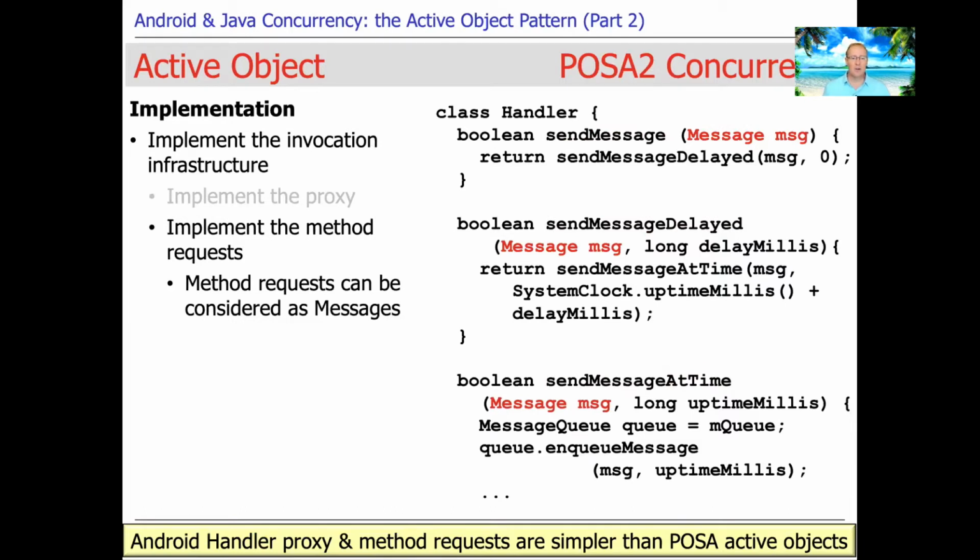Then the next thing you do is implement the method requests. There are various ways to do this. This particular approach in Android is a very simple approach that's stripped down relative to what's possible with the full-blown POSA active object pattern. So this keeps it simple. It doesn't really have a proxy in the deepest sense of the word that takes arbitrary parameters and converts those parameters into messages. Instead, you just pass the message in. You create the message yourself, and then you send it via the sendMessage call. So in this context, we're mapping Android messages and considering them to be method requests.